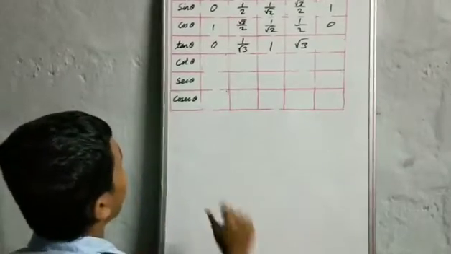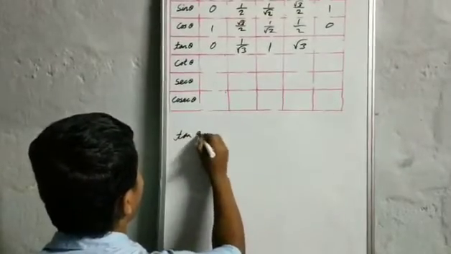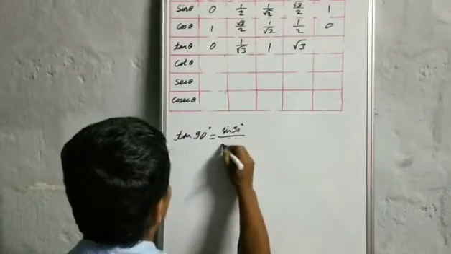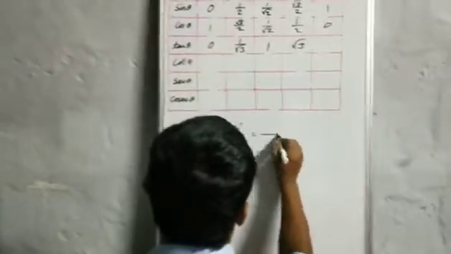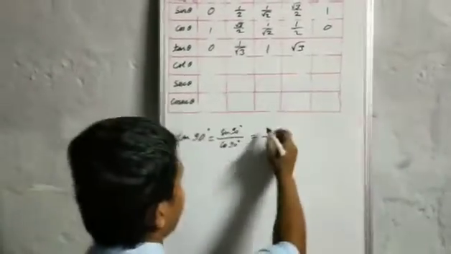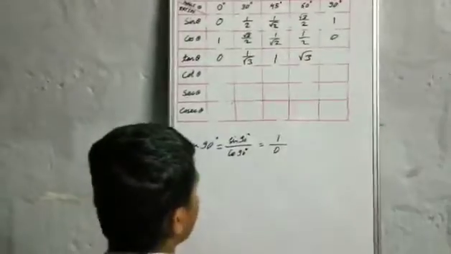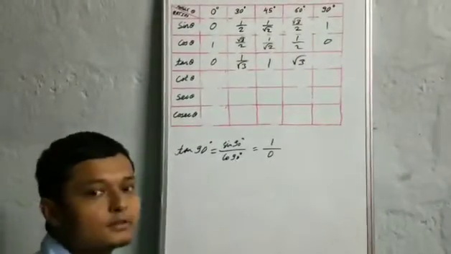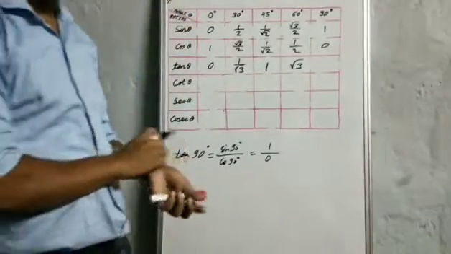Now we have to find the value of tan of angle 90 degree. Tan of angle 90 degree will be sine of 90 degree divided by cos of 90 degree. So the value for sine of 90 degree is 1 and the value for cos of 90 degree is 0. So 1 divided by 0 is how much? It does not make any sense.